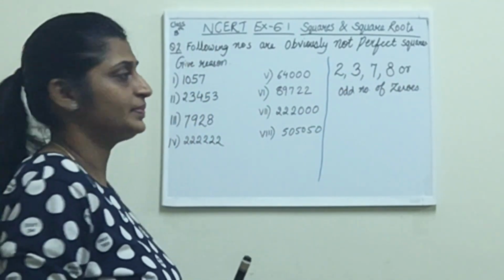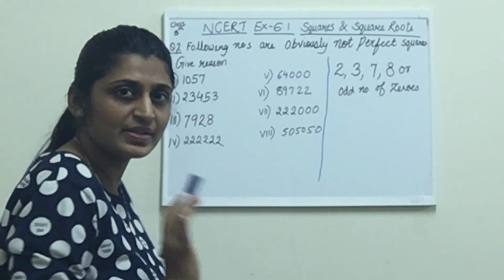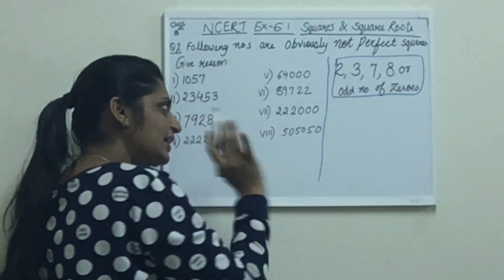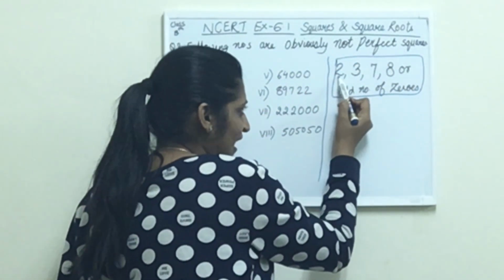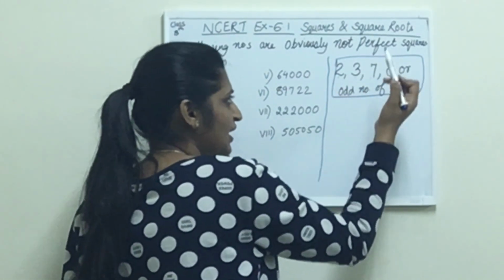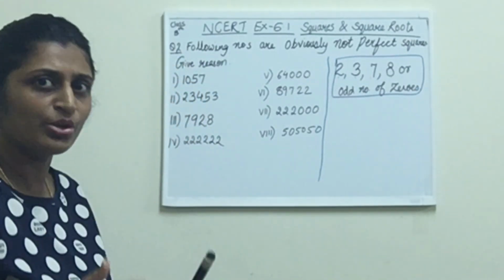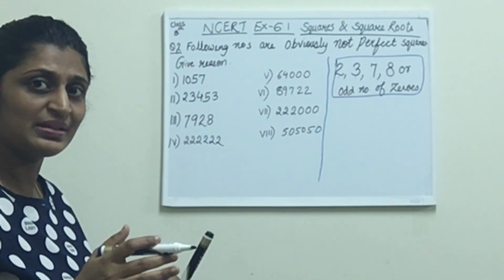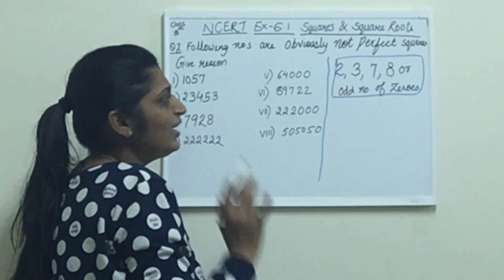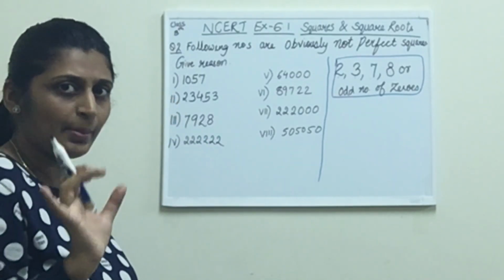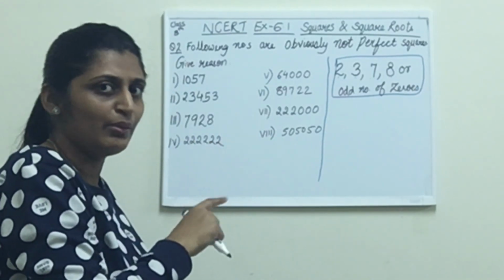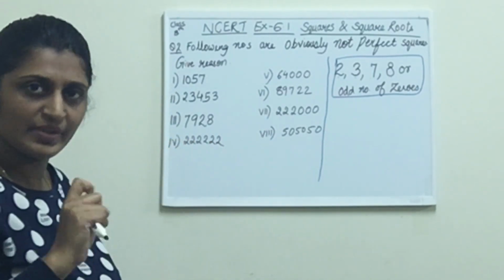Can never be a perfect square. So which numbers can never be perfect square? Any number which either ends with 2, 3, 7, or 8, or has zeros at its unit place, but the number of zeros is odd. So these are the 5 things which we have to look upon in any number, and if any one of them meets the criteria, we will say that they are not perfect square.